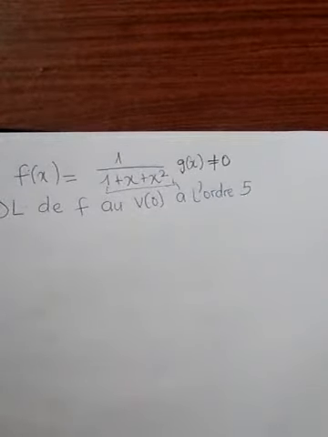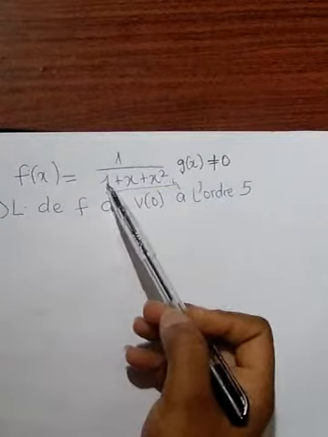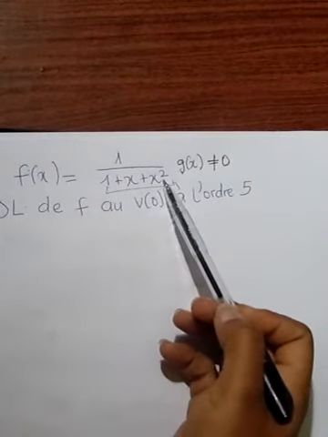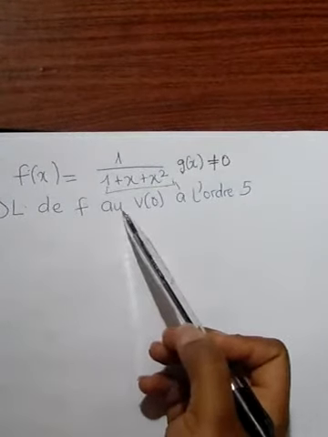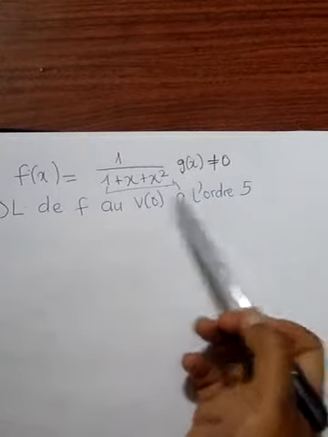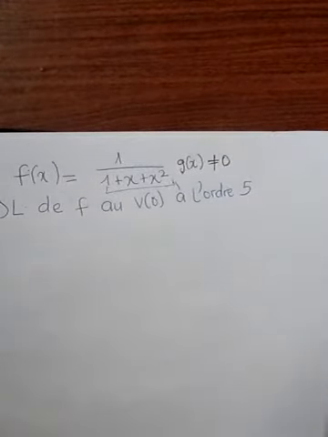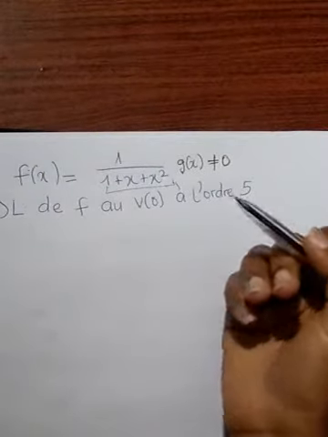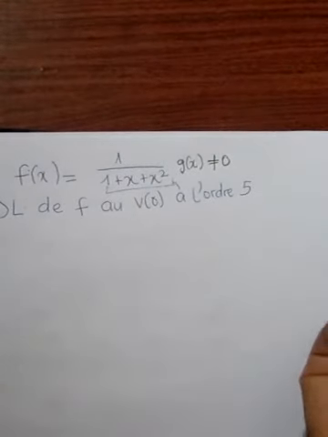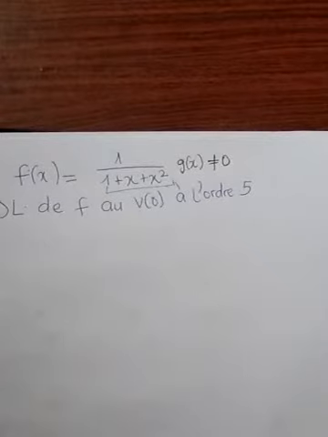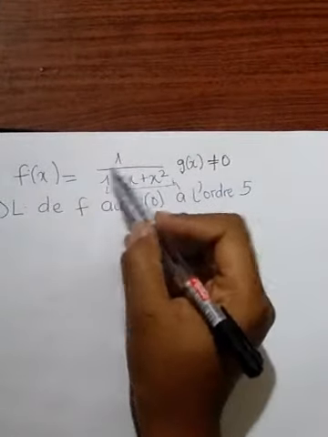So in this tutorial we're going to be looking at how to solve the DL of 1 over 1 plus x squared at the order of 5 au voisinage de 0. So we've done the multiplication, we've done the addition, so now we're having division.